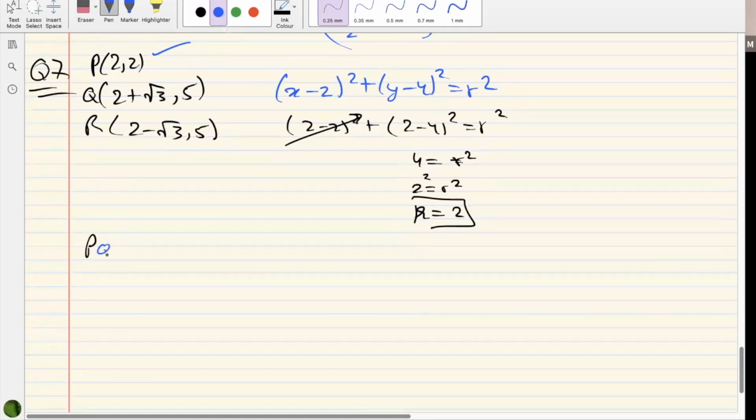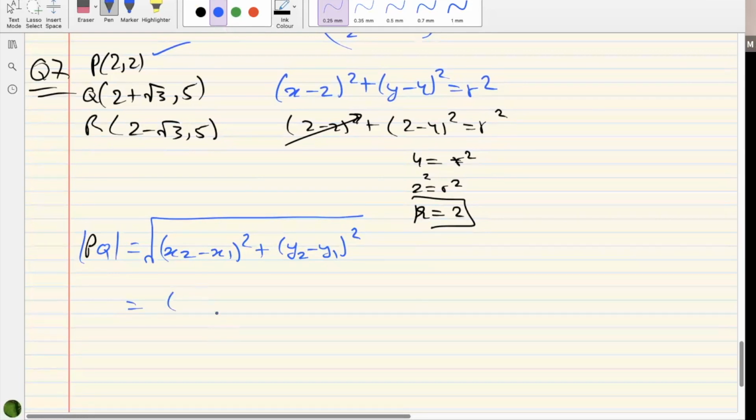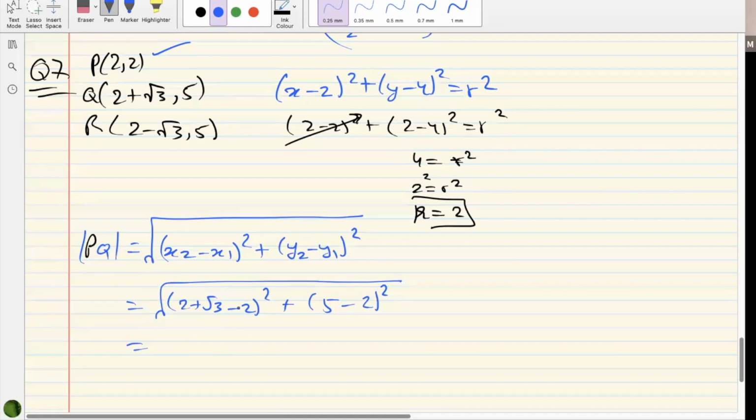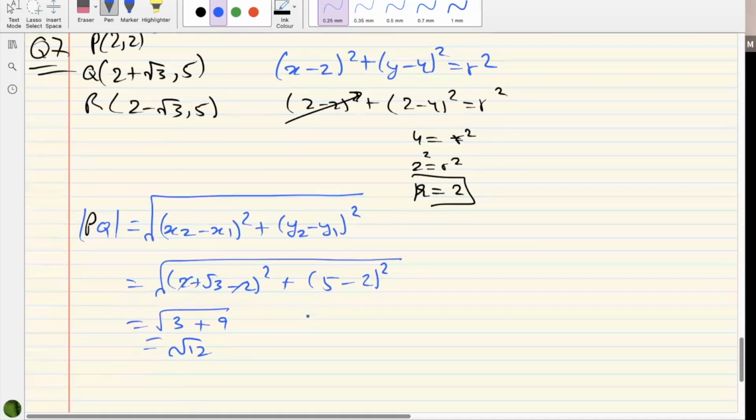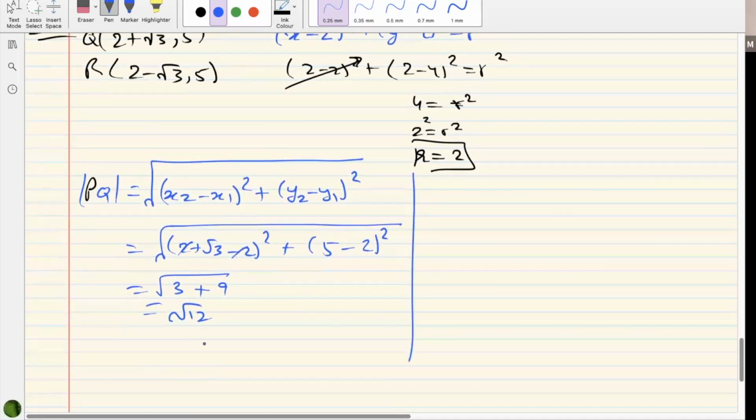First, going for PQ, the square root of x2 minus x1 whole squared plus y2 minus y1 whole squared. So that is 2 plus square root 3 minus 2 whole square plus 5 minus 2 whole squared. This goes with this, square root 3 whole square is 3 plus 9, that is square root 12. Done with PQ.